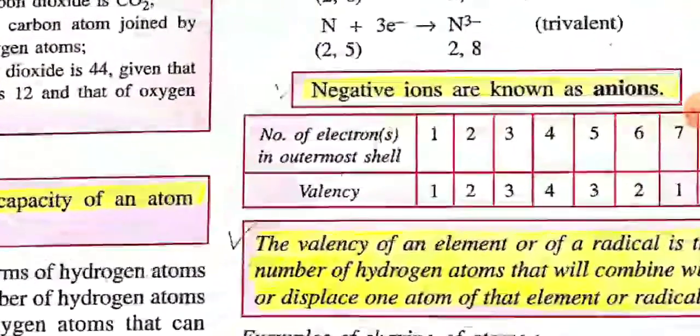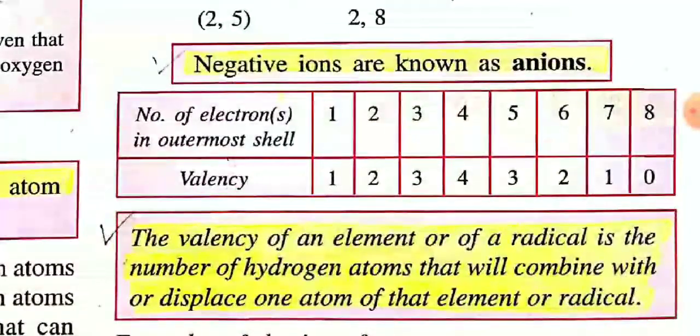And how is valency related to the number of electrons in the valence shell? Suppose there are 1, 2, 3 or 4 valence electrons in the outermost shell of an atom of an element, then the valency will be equal to the number of electrons in the valence shell. Again I am saying, if the number of electrons in the valence shell is less than or equal to 4, then valency is equal to the number of electrons in the valence shell.